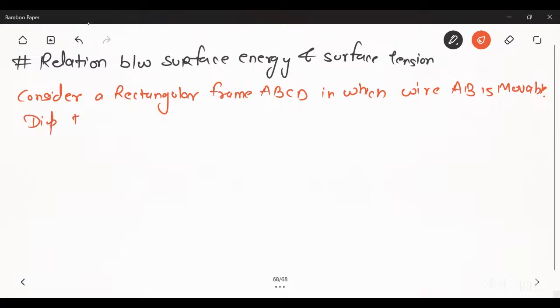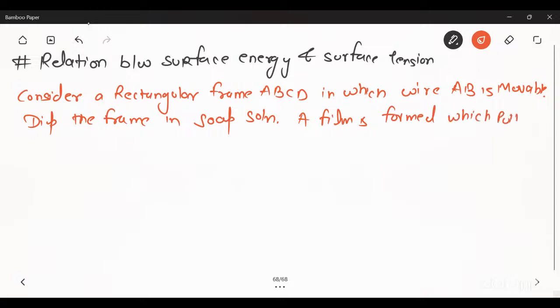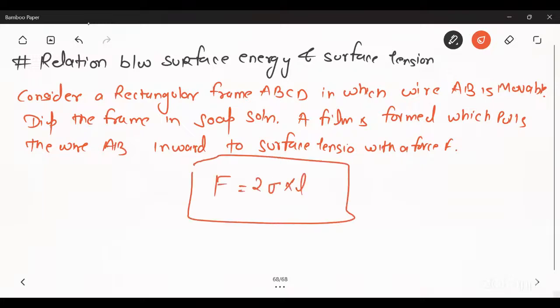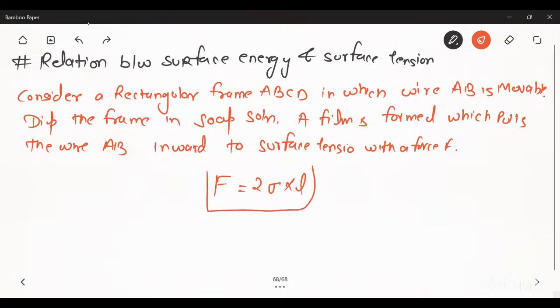Dip the frame in soap solution. A film is formed which pulls the wire AB inward due to surface tension with a force F. So F is equal to 2 sigma into L because it is a surface film. Now I am drawing its diagram.